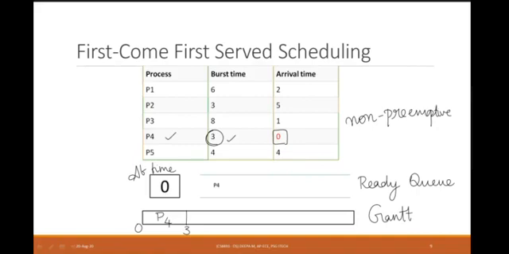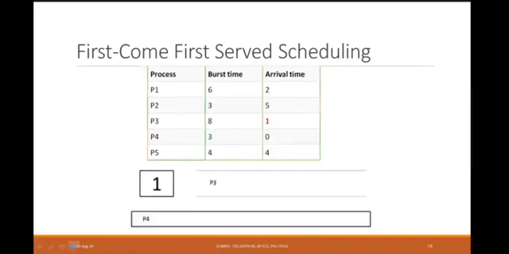So this is at time 0. What will happen at time 1? At time 1, we have your process P3. This P3 has come to your ready queue. Just write down the time on top if you want. This will be your arrival time. I have just written down the arrival time on top of it. And what is the burst? We'll write down the burst as well. The burst time is 8 for your P3.